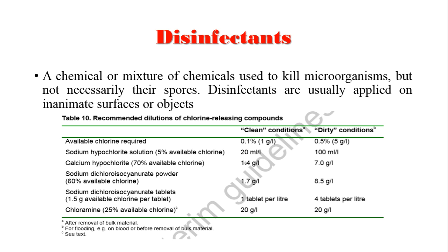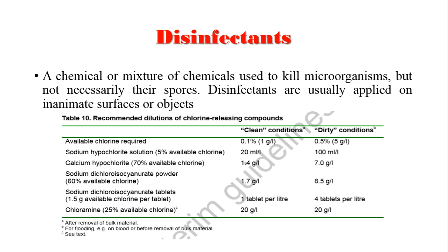Next important mechanism of staff protection is the use of disinfectants. Now all of you understand disinfectants are chemicals or mixtures of chemicals which are used for protecting the staff, and to reduce the number of microorganisms so that they are not infectious anymore. So a chemical or mixture of chemicals used to kill microorganisms but not necessarily their spores. Disinfectants are usually applied on inert surfaces or objects. Right? We can also clean our hands with disinfectants, as you are doing. You are using hand sanitizers nowadays, or you might have used 70% ethanol in lab, right?